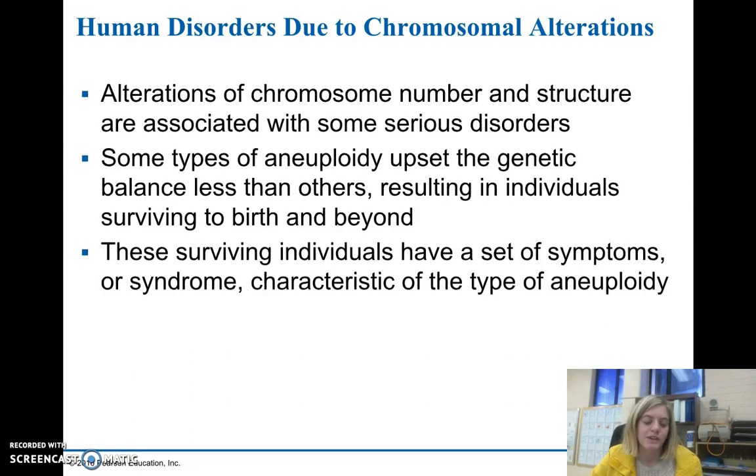So we know of several human disorders that are due to chromosomal alterations, whether they have the wrong number of chromosomes or they have an altered structure of chromosomes. Some of the types of aneuploidy, like we mentioned, upset the genetic balance less than others, and those individuals are able to actually be born and survive even beyond birth. But typically, they will express a set of symptoms, and we term this a syndrome, and those syndromes are pretty characteristic of the types of aneuploidy that we observe.